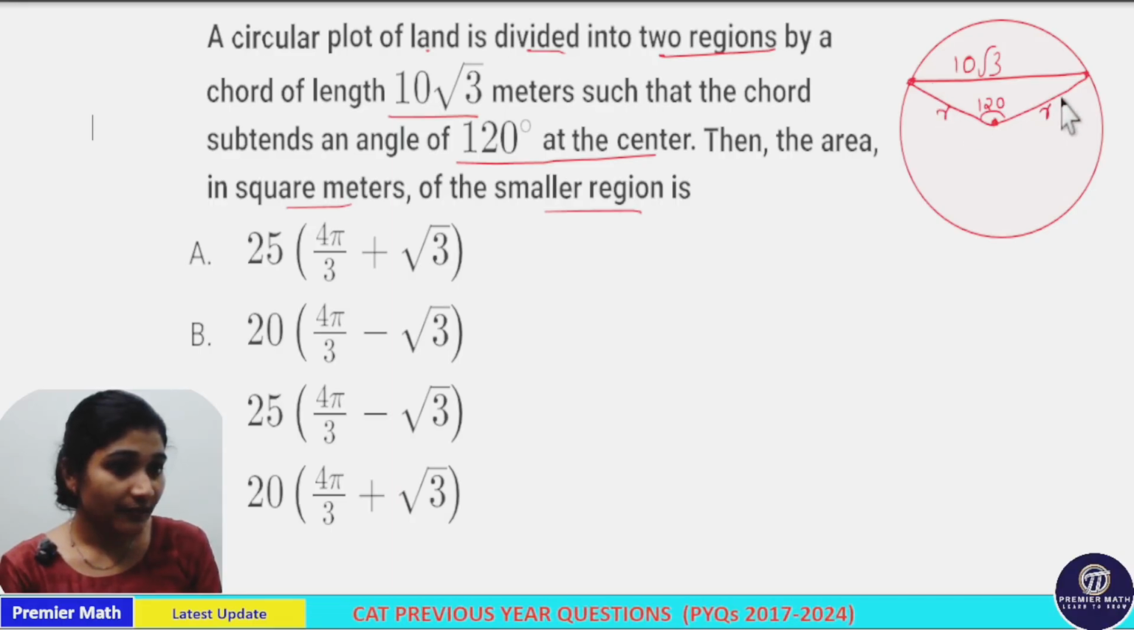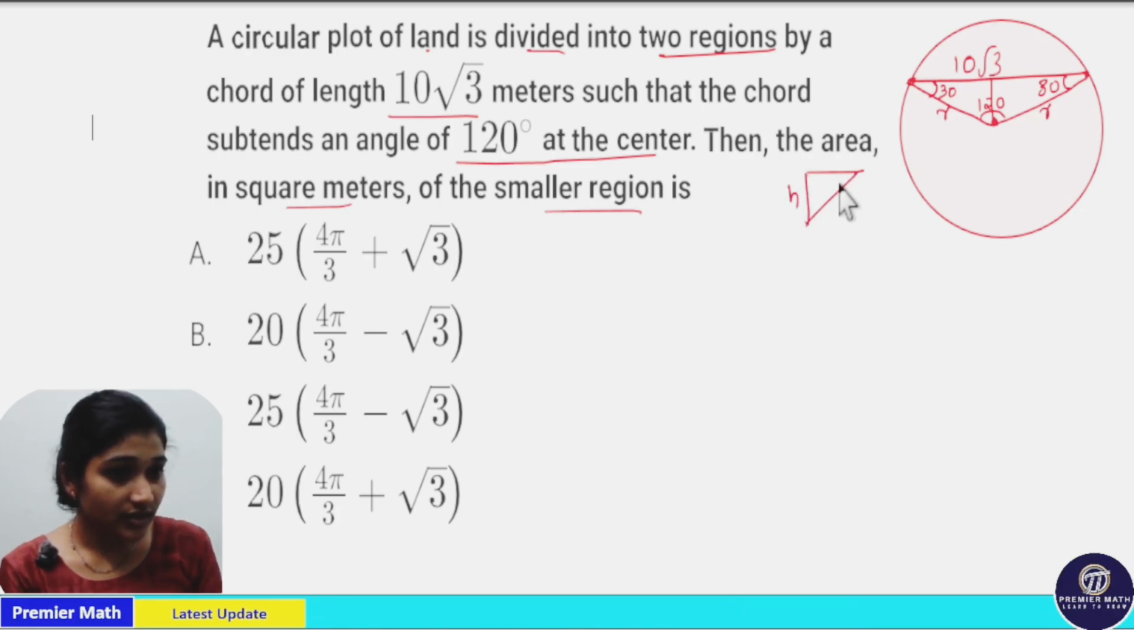These are two radii, which means this is an isosceles triangle. So the remaining 60 degrees should be equally divided between these two angles. So this is 30 and this is 30. Now this is the height, the altitude of this triangle, and here this is 30 degrees. These two sides are equal because when you draw the altitude, it divides this base into two equal parts.